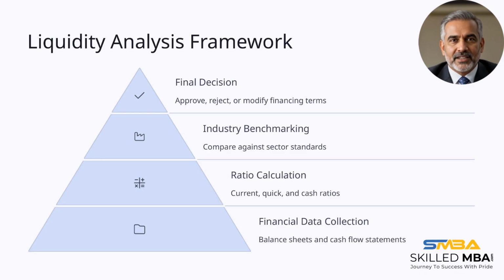Liquidity analysis involves calculating key ratios like current, quick, and cash ratios using balance sheets and cash flow statements. These ratios help in making informed decisions to approve, reject, or modify financing terms. Industry benchmarking is crucial to compare these ratios against sector standards, ensuring financial stability and strategic alignment.